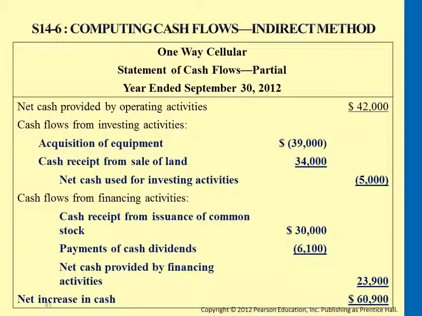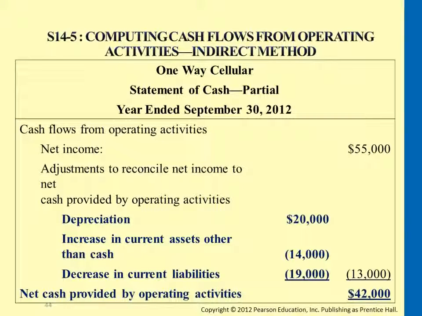So in this question here, investing activities overall, we also lost $5,000 cash. Financing activities increased $23,900 since we raised capital from common stock, $30,000. That's a lot more than the cash dividends that we gave out. In terms of operating activities, we increased $42,000 here.